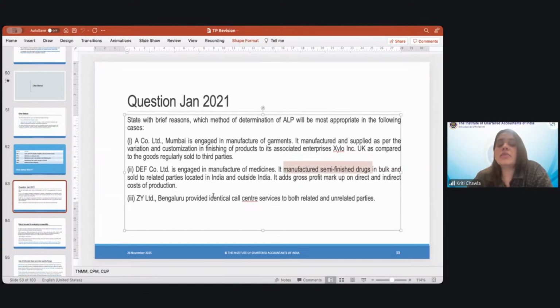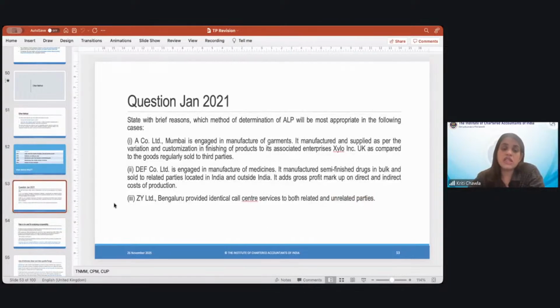And in the third one, because these are identical costs, call center services to both related and unrelated parties, and you have information available on unrelated parties, you could easily use a CUP method, which is the comparable uncontrolled price method.